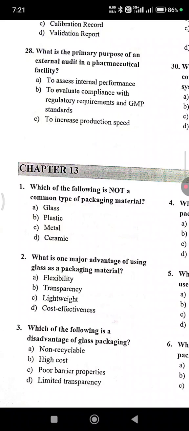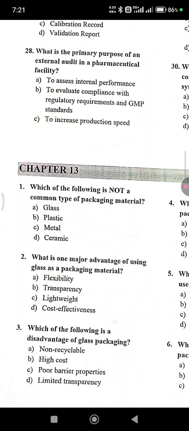What is the major advantage of using glass as a packaging material? That is option B, transparency. What is one major advantage of using glass as a packaging material? That is transparency. Option C.